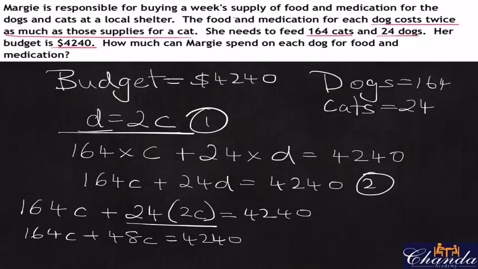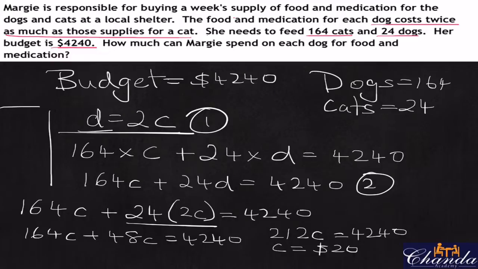164 plus 48 gives me 212C, which is equal to 4,240. Then C is equal to 4,240 divided by 212, which gives me $20. And then I want to do the working out up here now, so just in this little corner here. So C is equal to $20.